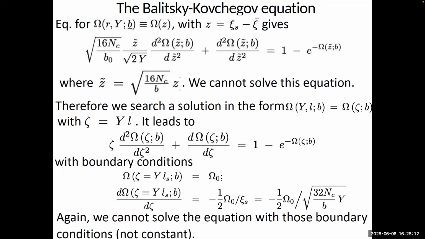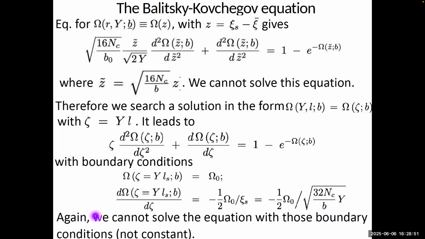Now, if we want to find a solution that depends on zeta, we will have an equation like this for omega, but it's still difficult to solve. We actually cannot solve it with the methods from before. So what we propose is to search for another type of solution. We say that our scaling variable is y times L, and we can reduce the equation for omega to this. And the boundary conditions will be this formula.